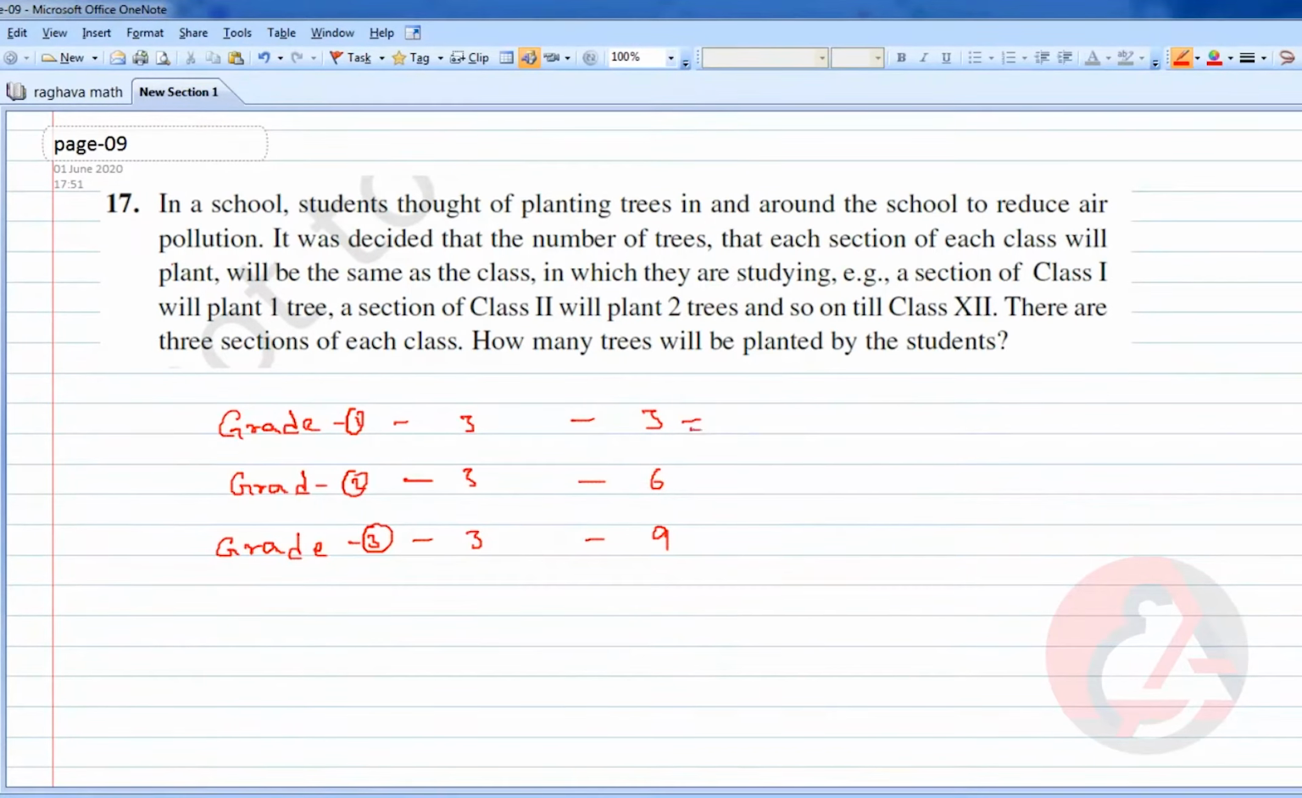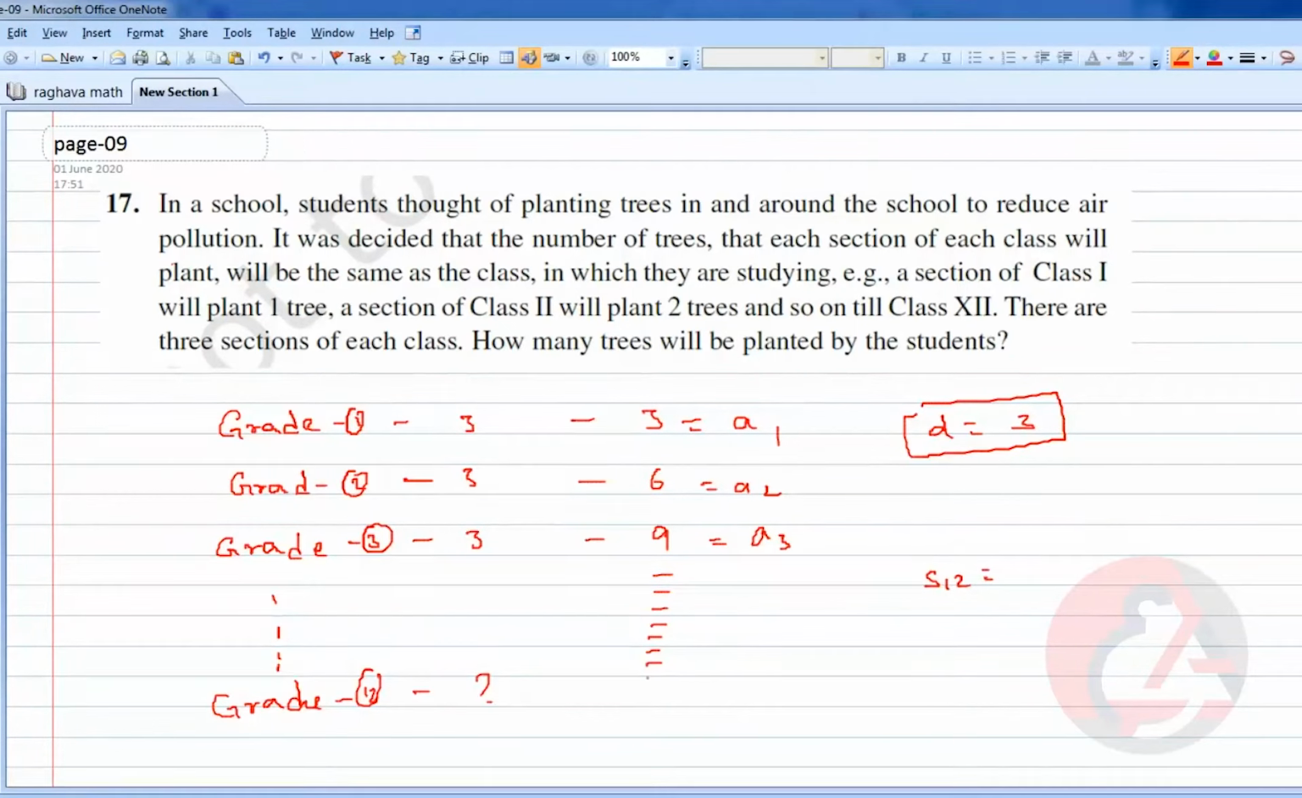If I consider these as A1, A2, A3, it follows the arithmetic progression condition. The common difference is 3. They have grades up to grade 12, and I want to find the S12 value, the sum of all of them: grade 4, grade 5, up to grade 12. S12 will be equal to 12 by 2 into (2a plus (n minus 1) into d). Find out the value.